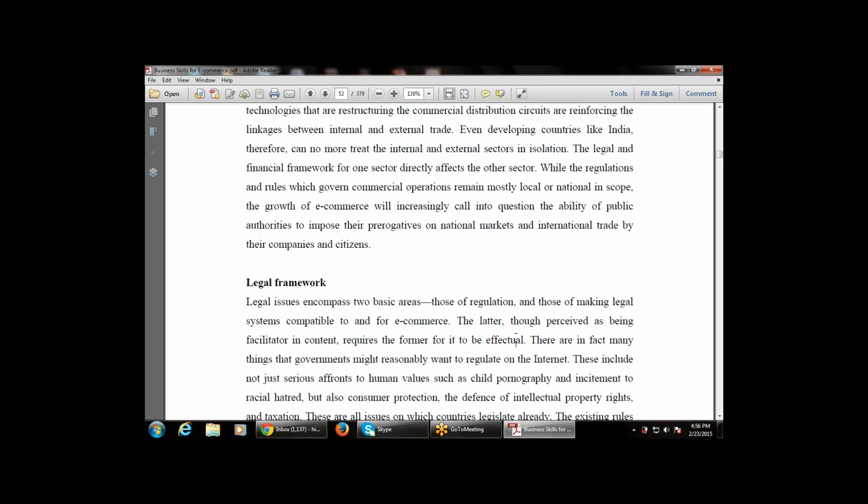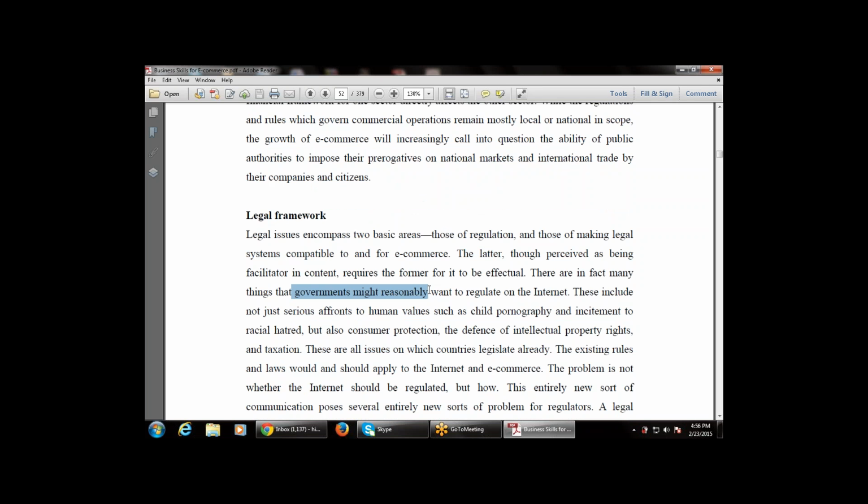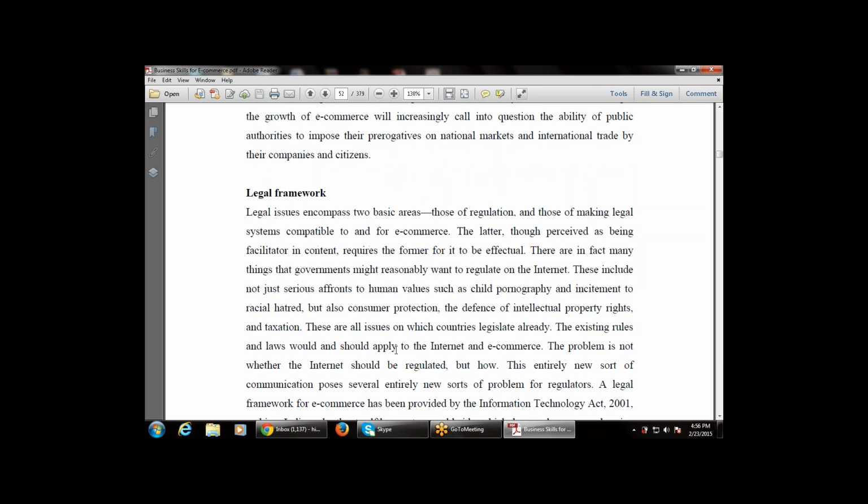There are in fact many things that governments might reasonably want to regulate on the internet. These include not just serious affronts to human values such as child pornography and incitement to racial hatred, but also consumer protection. So this paragraph says that there should be a proper legal framework for e-commerce, that is, proper rules and regulations that we follow for e-commerce.